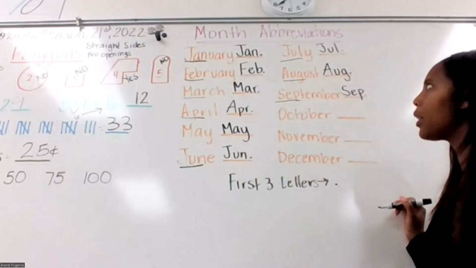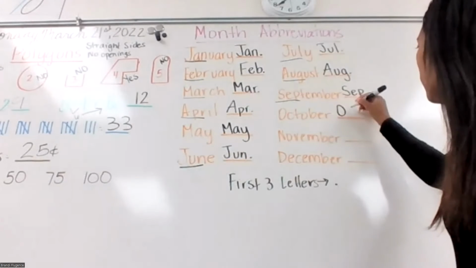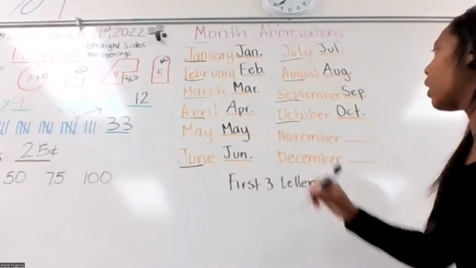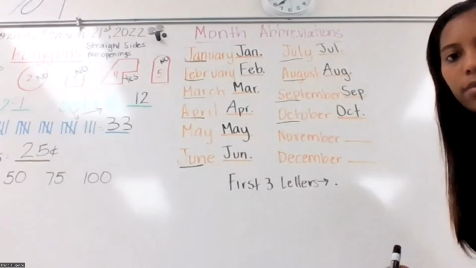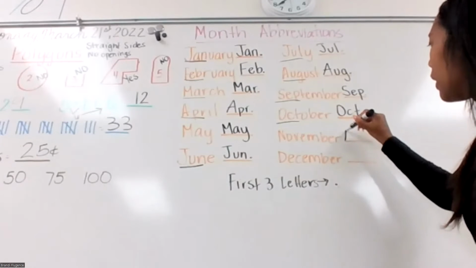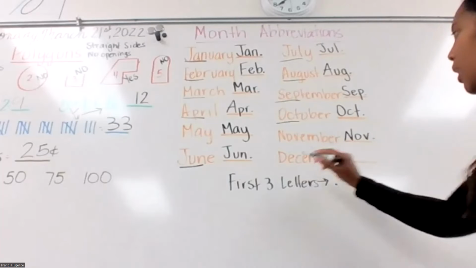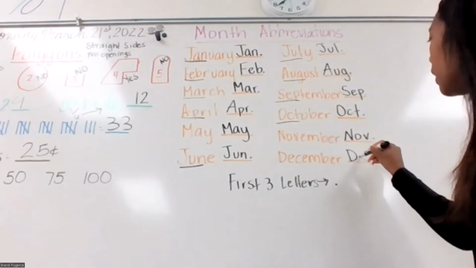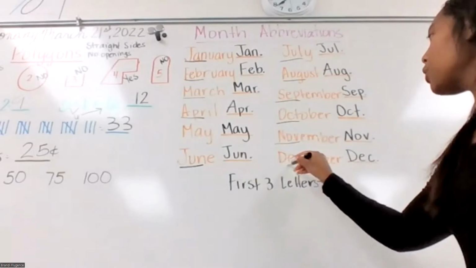Okay, October. Abbreviation will be capital O-C-T dot. Okay, let's do the last 2. November. Abbreviation will be capital N-O-V dot. And December abbreviation will be capital D-E-C dot. Okay, so finish up.